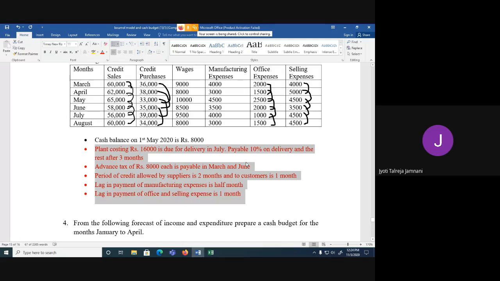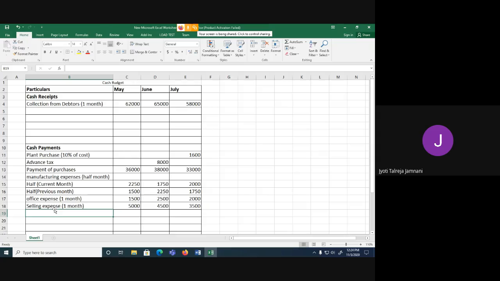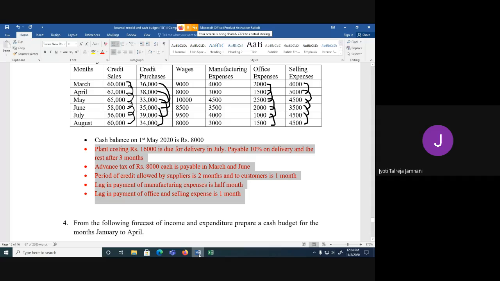About wages, no adjustment is given. So when no adjustment is given, what should we do? We should record it as it is. So for May, wages is 10,000. I'll take it as 10,000 only. For June, 8,500, and for July, 9,500. So whatever is given for those 3 months, we are going to record it because there is no adjustment or no time lag mentioned. So when there is no time lag, that means the wages are paid on time.